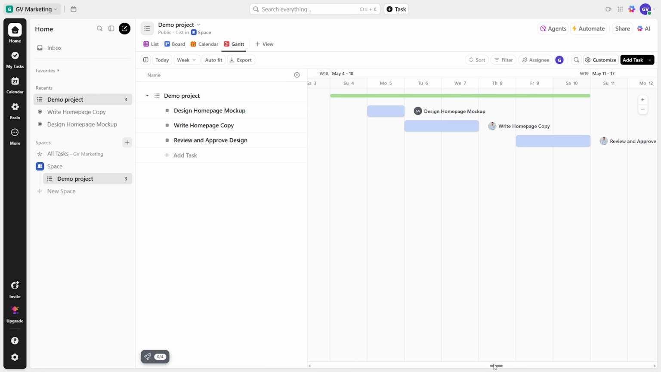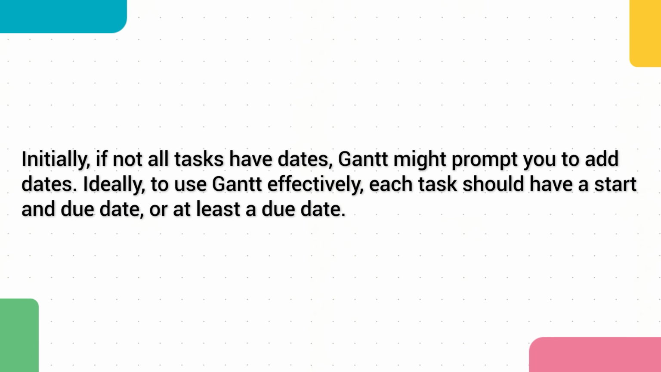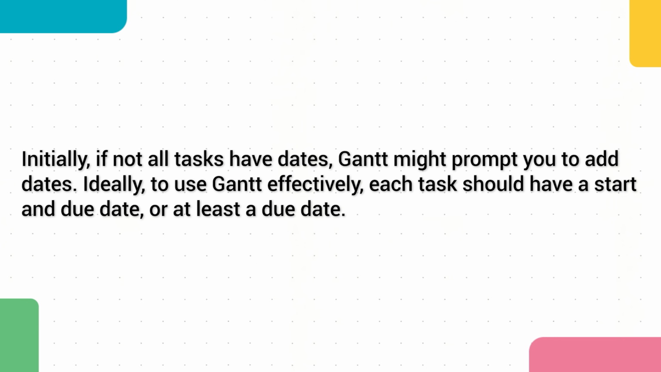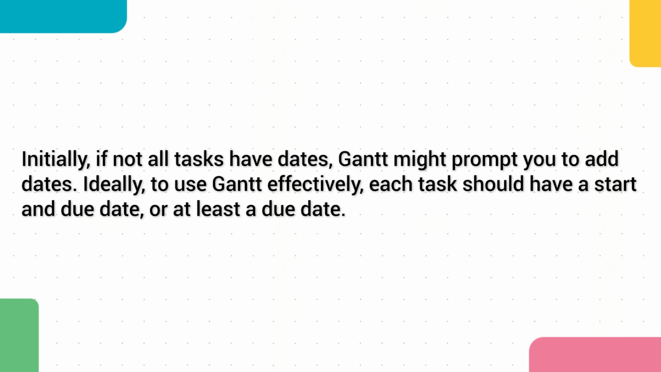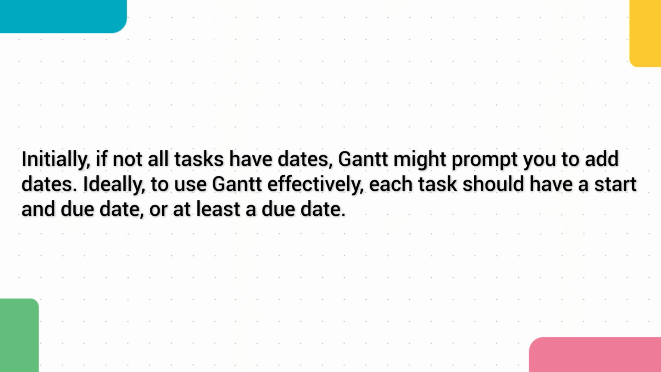And on the right, a timeline with bars for each task. Initially, if not all tasks have dates, Gantt might prompt you to add dates. Ideally, to use Gantt effectively, each task should have a start and due date, or at least a due date.